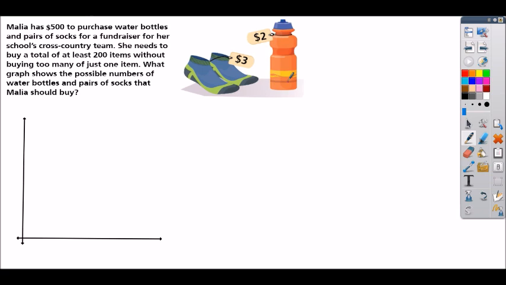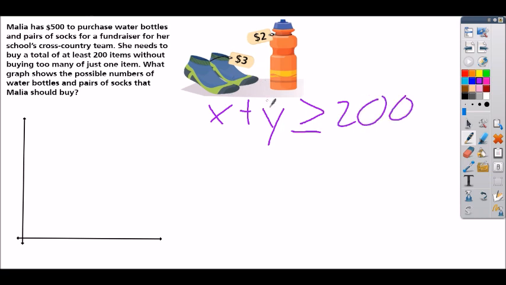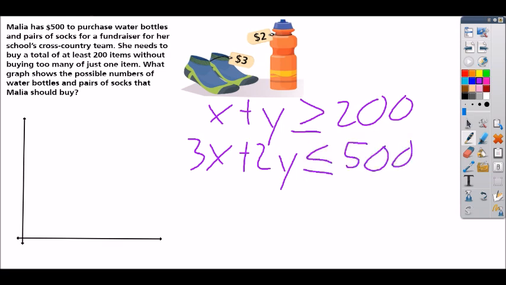So what can we buy the most items for the bang for our buck? So when I add these two together, I have some socks plus some water bottles, and it has to be more than or equal to 200 items. So this is item plus item equals item. Now I'm going to do money plus money equals money. So it's $3 per sock plus $2 per water bottle, and the cost of all this has to be less than or equal to our budget of $500.